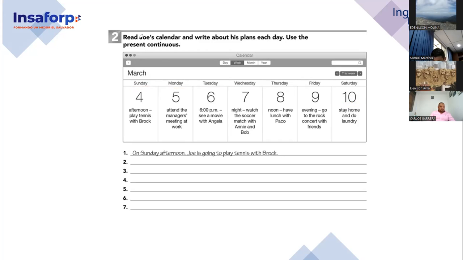And what do you need to do? As you may see the instruction, it says, read Joey's calendar. And what are you going to do? You are going to write about his plans each day. What do you need to use? The present continuous. Luego de que las tengamos con present continuous, vamos a usar la otra estructura, que es going to. What information do I have? Miren, tengo el día. Time expressions, for example, afternoon, 6 p.m., night, noon, and so on. ¿Qué otra información ven aquí en el calendario? Aparte del día, las time expressions, what else can you see here?